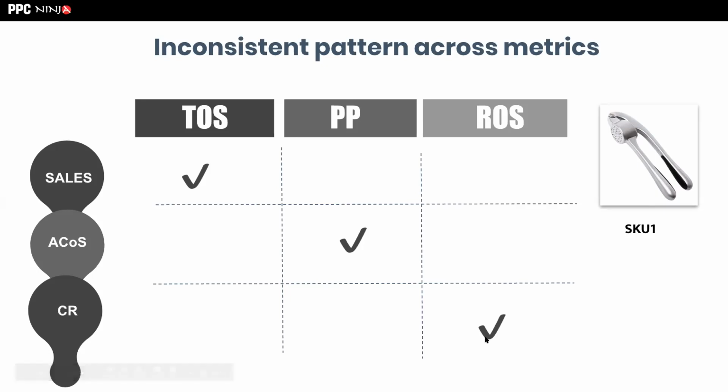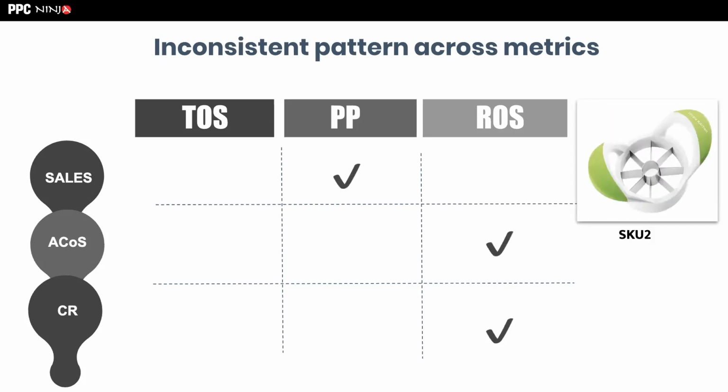This is kind of surprising because I would have thought, okay, if it's giving me the best sales at top of search, then the ACOS should also be the best there, and the conversion rate should also be the best there. But no, that's not the case, because we have an inconsistent pattern across metrics, and we actually need to look at things product by product, and preferably campaign by campaign.